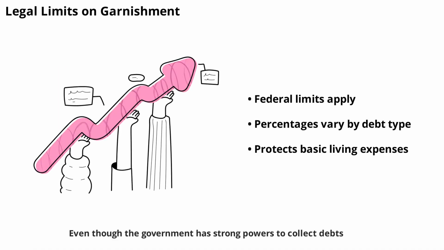Even though the government has strong powers to collect debts, there are legal limits on how much of your income can be garnished. Federal law sets maximum percentages for different types of debts. For example, no more than 25% of your disposable earnings can be garnished for most debts. But child support and tax debts may have different limits. These rules are designed to ensure you still have enough income to cover basic living expenses.